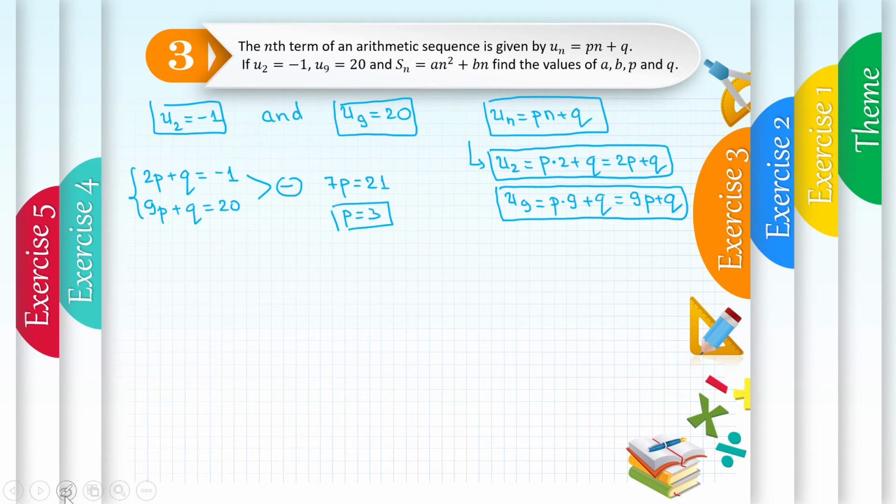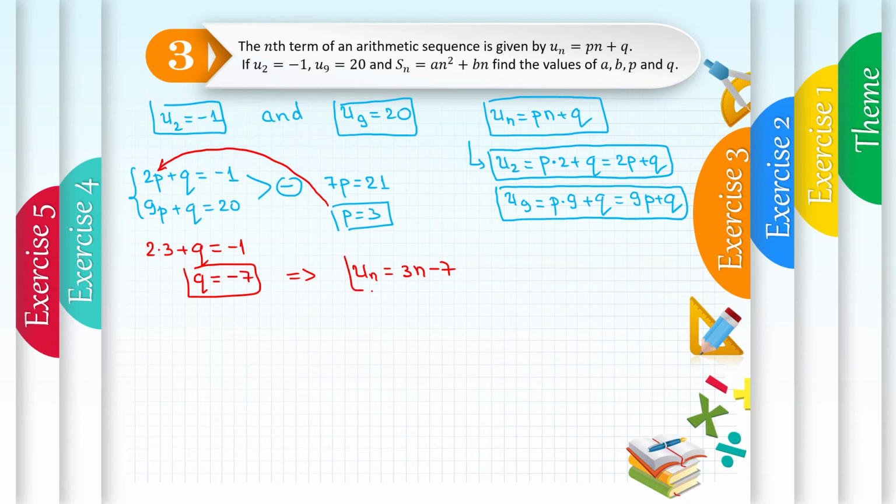Having the value for p, we go back to one of the previous equations. I will go back to the first equation, and we'll replace p with 3, so we get 2 multiplied by 3 plus q is equal to minus 1, which gives us that q is equal to minus 7. And this gives us that u sub n is equal to 3n minus 7. And we found the values for p and q.